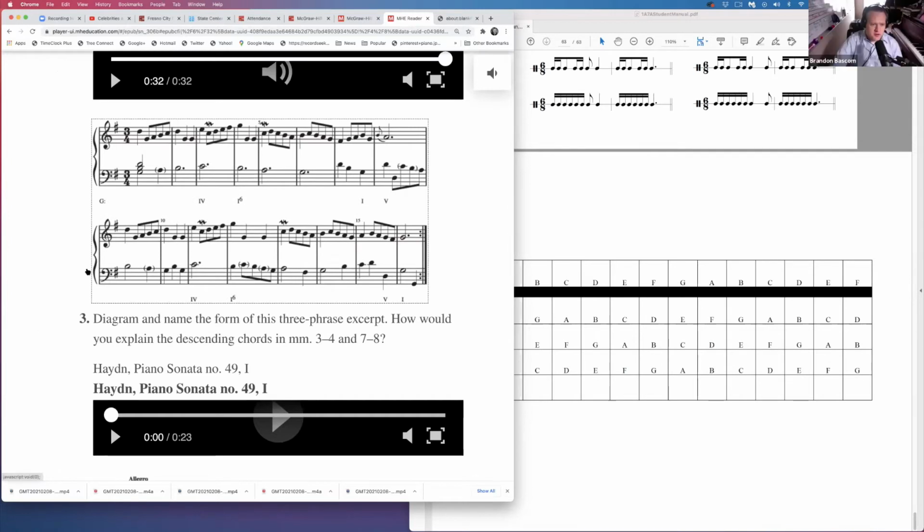Okay, so I'm going to do this on the score, and then we'll do it off the score. Is that all right? Okay, we're calling this a plagal cadence. Okay, what are we calling this? It's a half cadence. So we have two 4-measure phrases. Is this correct?